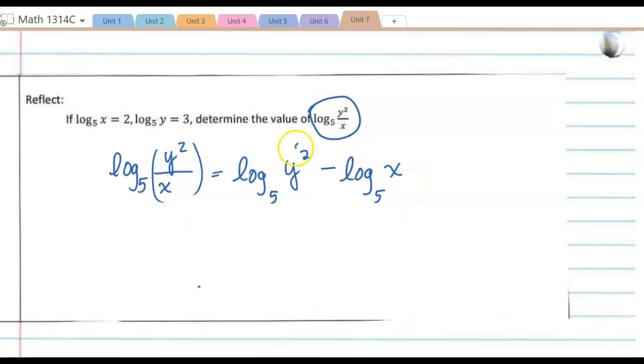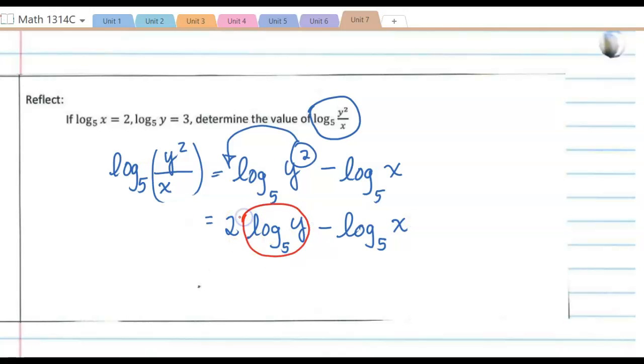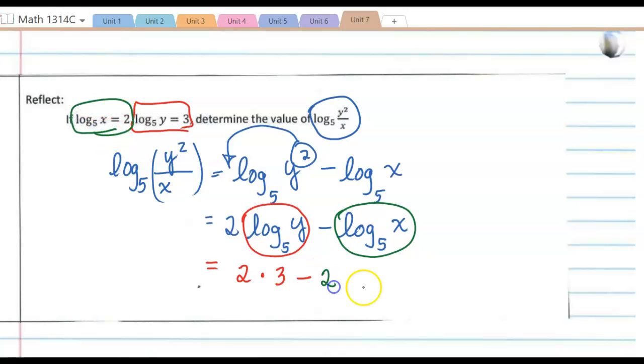I'm going to use my power rule that says that if I have an exponent, I can bring it to the front. So it's going to be 2 times the log of base 5 of y minus log of base 5 of x. So now I'm just going to use substitution. I know a value for the log of base 5 of y, that's equal to 3. So this is going to be 2 times 3 minus, and I have a value for the log of base 5 of x, that's equal to 2. So minus 2. That's going to give me 6 minus 2, which is equal to 4. So that's our answer to our reflect. And that concludes this video.